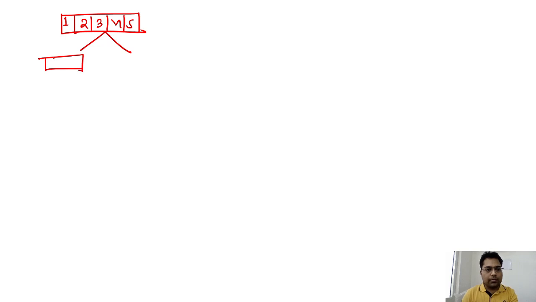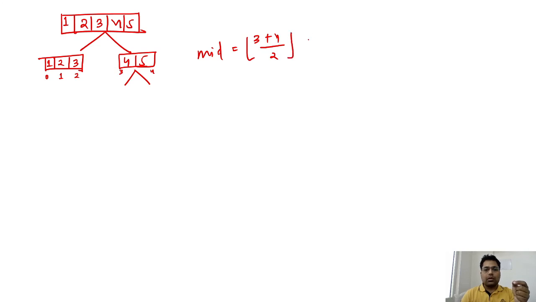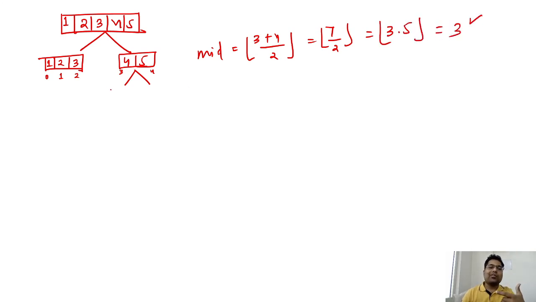In the second half we must write 1 2 3 4 and 5. Here it was divided into two halves. One is 1 2 3, here is 4 and 5. So our next target, as we are working on it, is to divide it. How? Mid could be, here 0 1 2 3 and 4, 3 plus 4 divided by 2, here is 7 divided by 2. Again you can say it's 3.5. Floor value is 3.